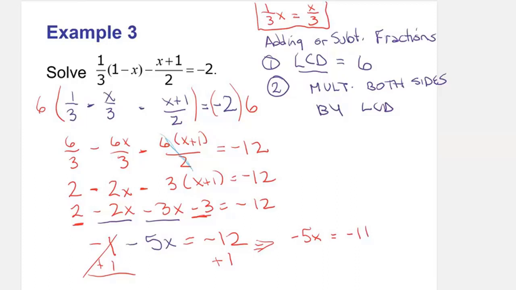And then I'm going to divide both sides by negative 5. The way that signs work for division is exactly the same way they work for multiplication. A negative times a negative is a positive, and a negative divided by a negative is positive. The negative 5 and the negative 5 cancel, and I get x equal, these negatives cancel, and I just end up with x equals 11/5.